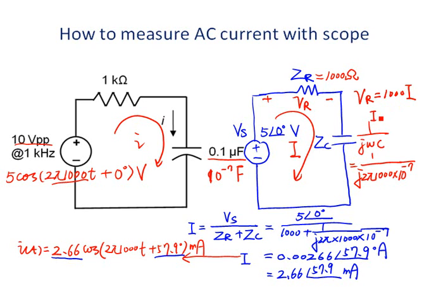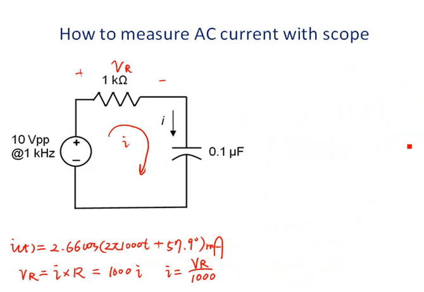Notice to measure the magnitude of the current, we can measure the voltage across the resistor first, then divide it by 1000. The phase angle of the current should be the same as the phase angle of the voltage. So now let's try to measure the voltage across the resistor. A common mistake is, let's look at how to measure the voltage across a component.